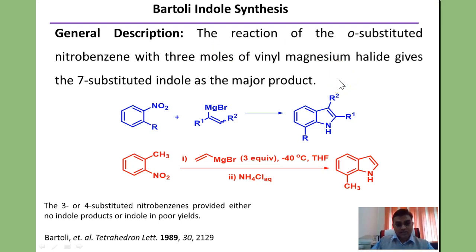The Bartoli indole synthesis is a very meticulous synthesis of indole involving the reaction of ortho-nitrotoluene with vinyl magnesium bromide. It forms a 7-substituted indole. This CH3 is not taking part in the reaction. Here it is getting cyclized on the other side and we get a 7-substituted indole. It is observed that 3- or 4-substituted nitrobenzenes provided either no indole products or indoles in poor yields. This reaction is particularly successful when the ortho position is blocked in nitrobenzenes.